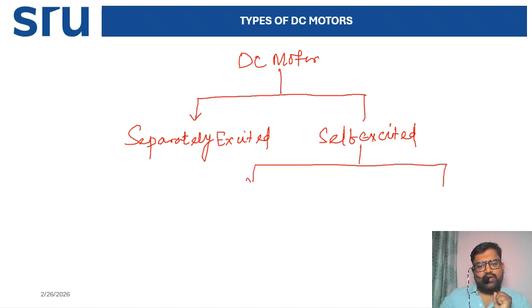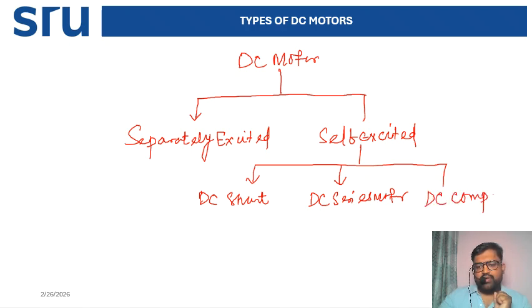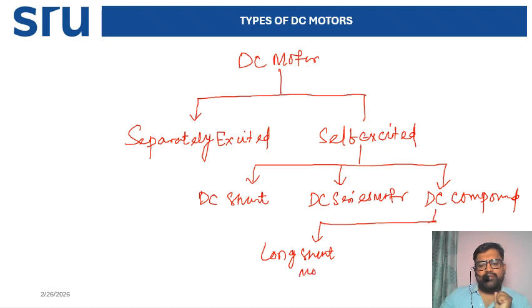That is, the DC shunt motor, then the DC series motor, then the DC compound motor. And this compound motor is again divided into two parts: one is the long shunt motor, another one is the short shunt.